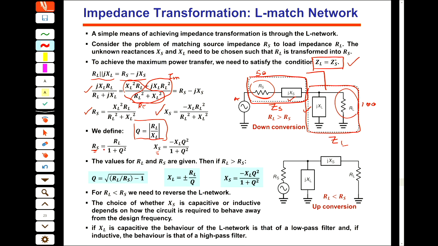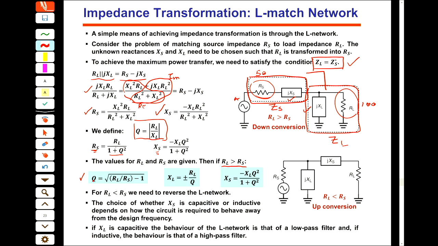So these two equations have an answer if RL is greater than RS, because this number is always positive, and it ensures that RS is less than RL. So this circuit that we have here is working only when RL is greater than RS. For RL greater than RS, we can find the value of the Q factor easily by this formula. I found it from here.